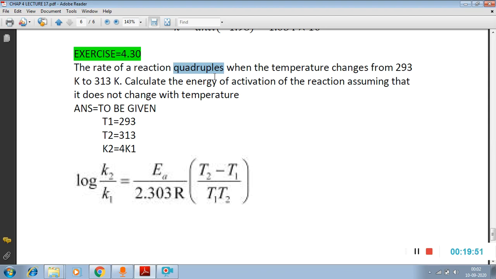Rate increases 4 times. So when rate increases, rate constant also increases to a similar level. So here you can write K2 is equal to 4K1. Quadruples means 4 times increases. So you can write the rate constant relation here. Suppose at 313 Kelvin temperature the rate constant is K2, and at 293 Kelvin the rate constant is K1. Now it quadruples, so you can write K2 is equal to 4K1.